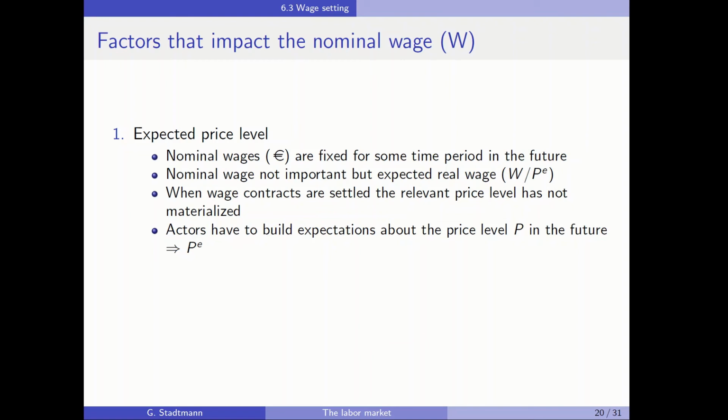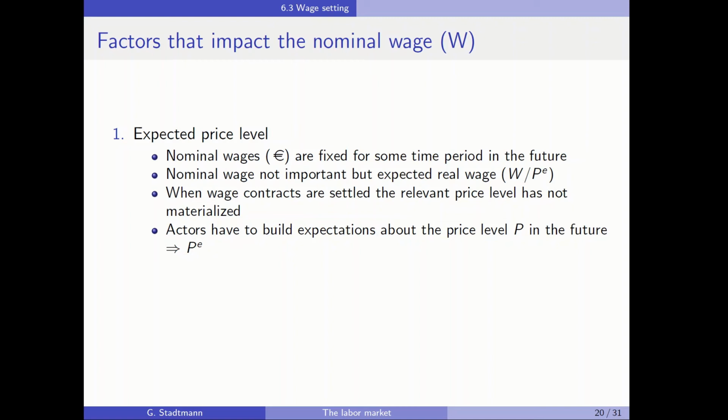Why is that? It's due to the fact that the nominal wages are fixed for some time period in the future. Nominal wages, like the wages we always talk about, let's say 2,000 euros, are fixed by the labor unions and the employer associations for some time period in the future. The nominal wages are not so important, but the expected real wage is. The expected real wage is given by the nominal wage over the expected price level.